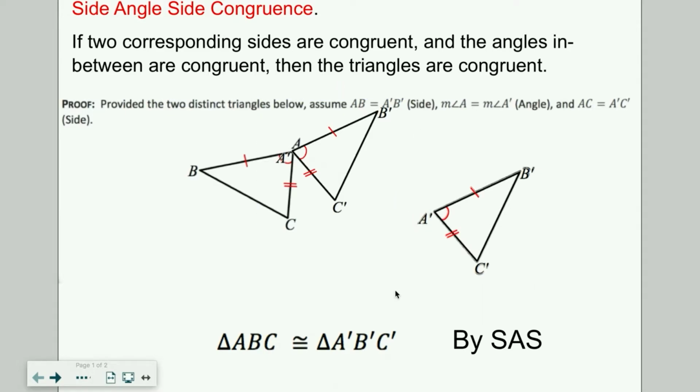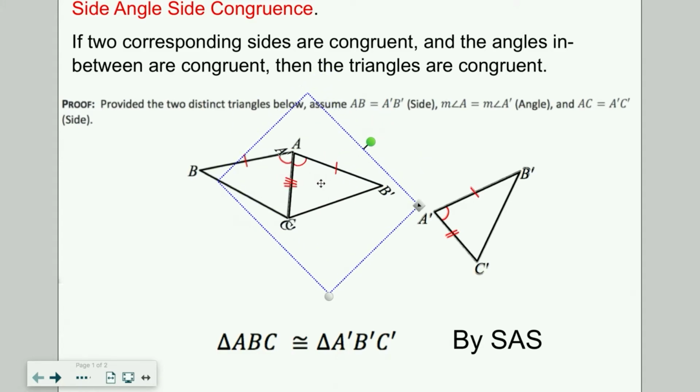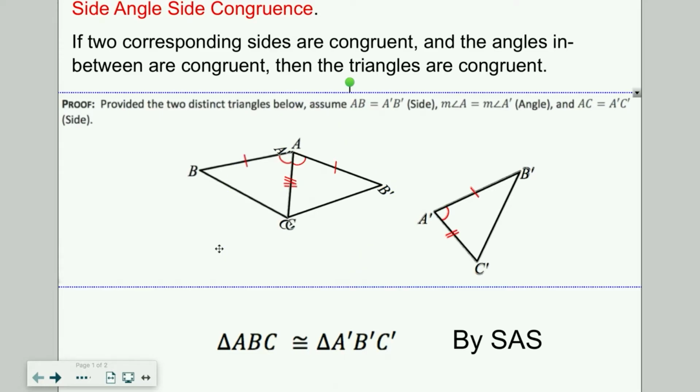Now, I'm not there yet, but the next thing I can do is I can rotate until I map AC to A prime, C prime. And finally, I think you can see how I can map B to B prime. All I need to do is a reflection, and I've mapped them. Now I can see that triangle ABC lies perfectly on top of triangle A prime, B prime, C prime. Therefore, the two triangles must be congruent.